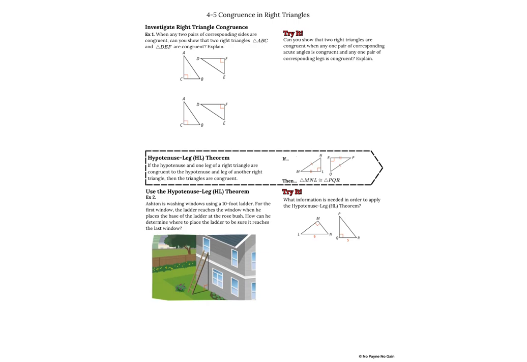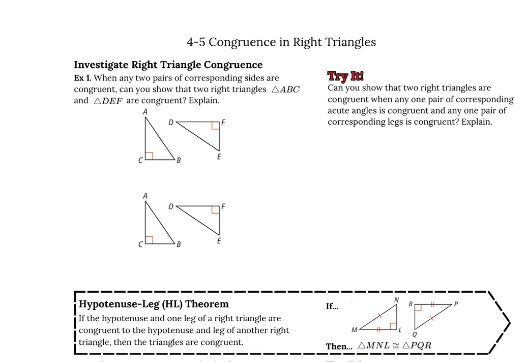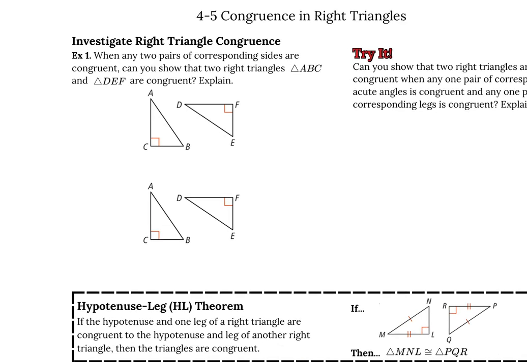4-5 congruence in right triangles. All right, example 1, when any two pairs of corresponding sides are congruent, can you show that two right triangles, triangle ABC and triangle DEF, are congruent? And explain.